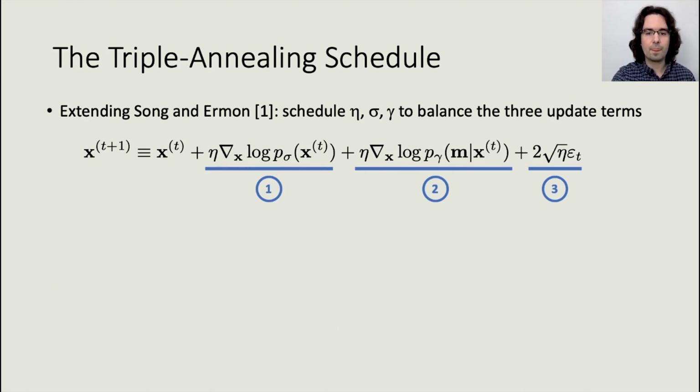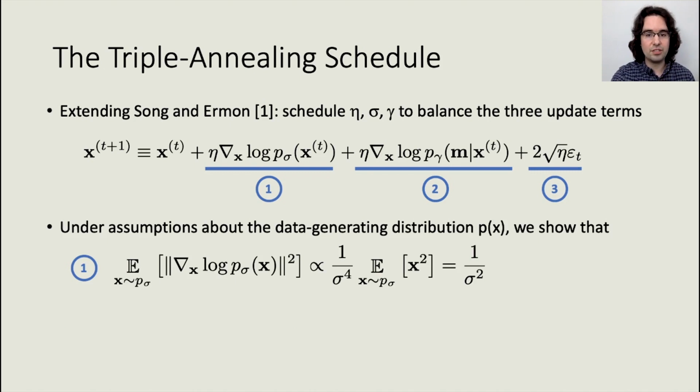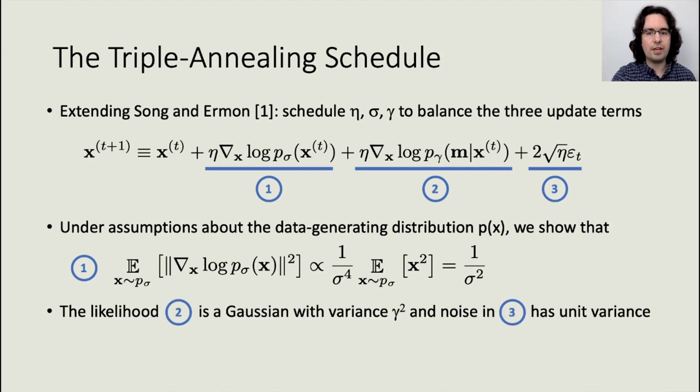We propose a triple annealing schedule for conditional sampling that extends the double annealing schedule previously introduced by Song and Ermon. The idea is to balance the 3 update terms in the Langevin dynamics. Under certain assumptions about the prior distribution, we show in the paper that the norm of the first term is proportional to eta squared over sigma squared. The second term is just the gradient of a Gaussian likelihood with variance gamma, which has norm eta squared over gamma squared. And the Langevin noise has unit variance, so the norm of the third term is just eta in expectation.